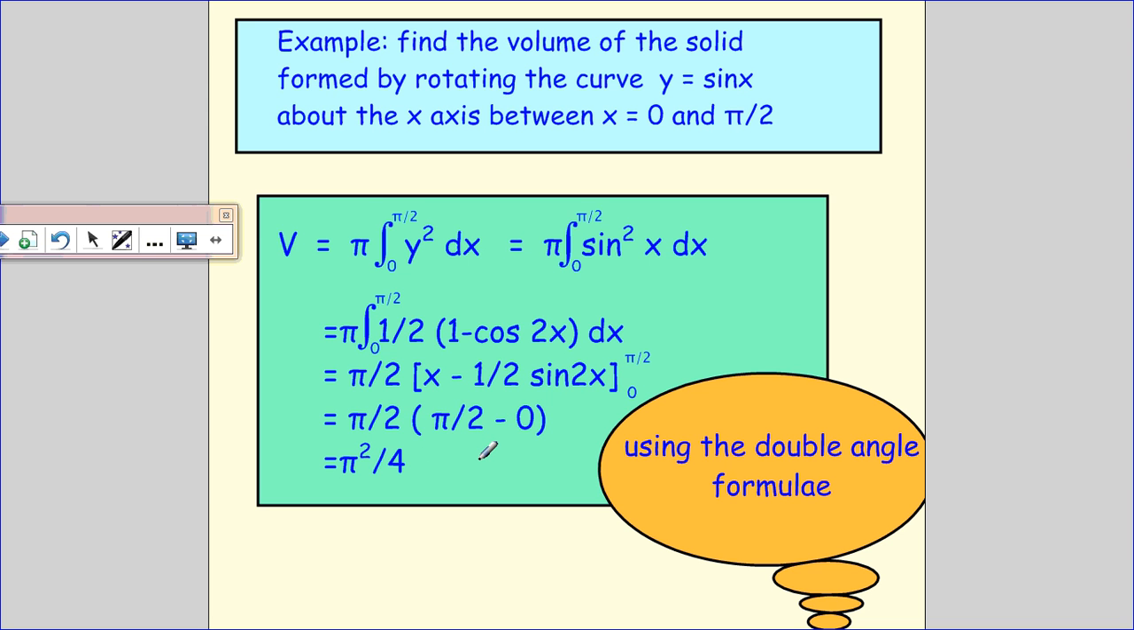Okay, I hope that's helpful. It's just a point of getting your formulae the right way round. If you just remember, when you're going around the x-axis, you use dx, and dx goes with y squared, and when you're going around the y-axis, you use dy and the x squared.